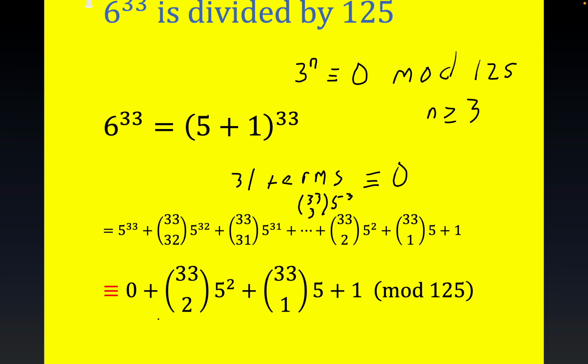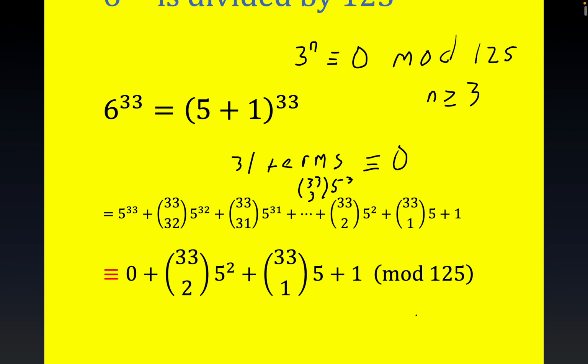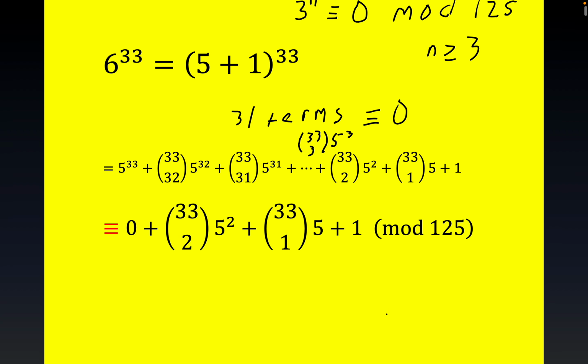Okay, so all we're left with is we need to reduce the binomial coefficients times these powers of 5. Now, let's see, the last part here is pretty easy. This is 165 plus 1.